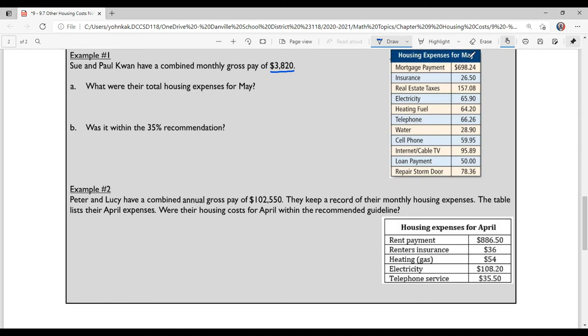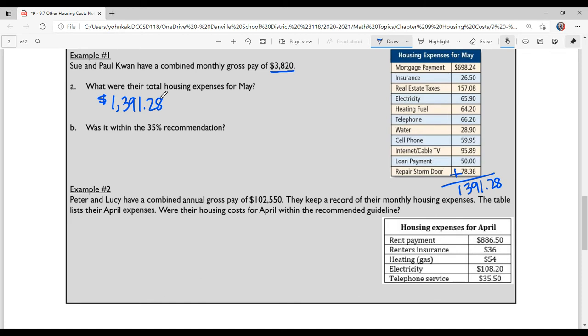Well, the housing expenses for May were the mortgage payment, insurance, the monthly portion of the real estate taxes, electricity, heating fuel, telephone, water, cell phone, internet, cable TV, a loan payment, and they had to repair a storm door. So if I were to add all of these expenses up, it comes to $1,391.28. That is what my total housing expenses were for the month of May.